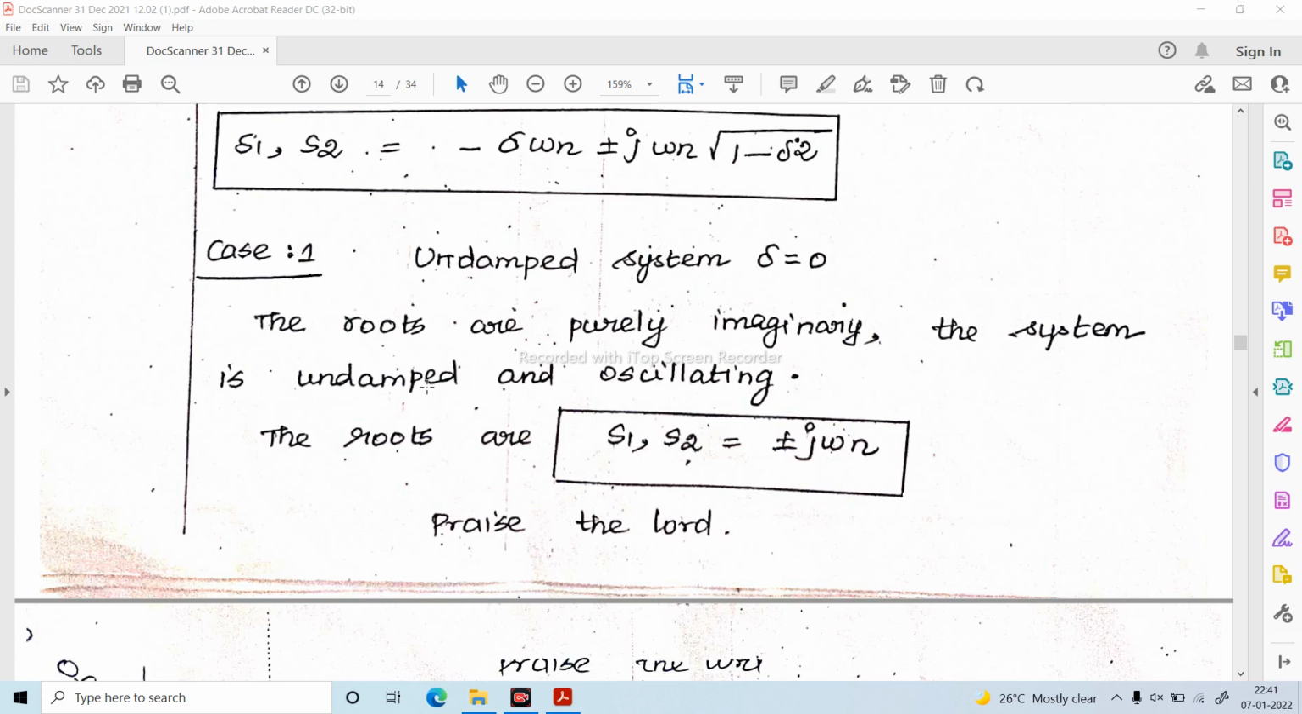There is undamped system, underdamped, overdamped and critically damped. First of all, case number 1, undamped system. Undamped means there is no oscillation decay. Delta equal to 0. Here I have to put delta equal to 0. The damping vanishes, and here we have plus or minus j omega n only. So the roots are plus or minus j omega n. The roots are purely imaginary. The system is undamped and oscillating.